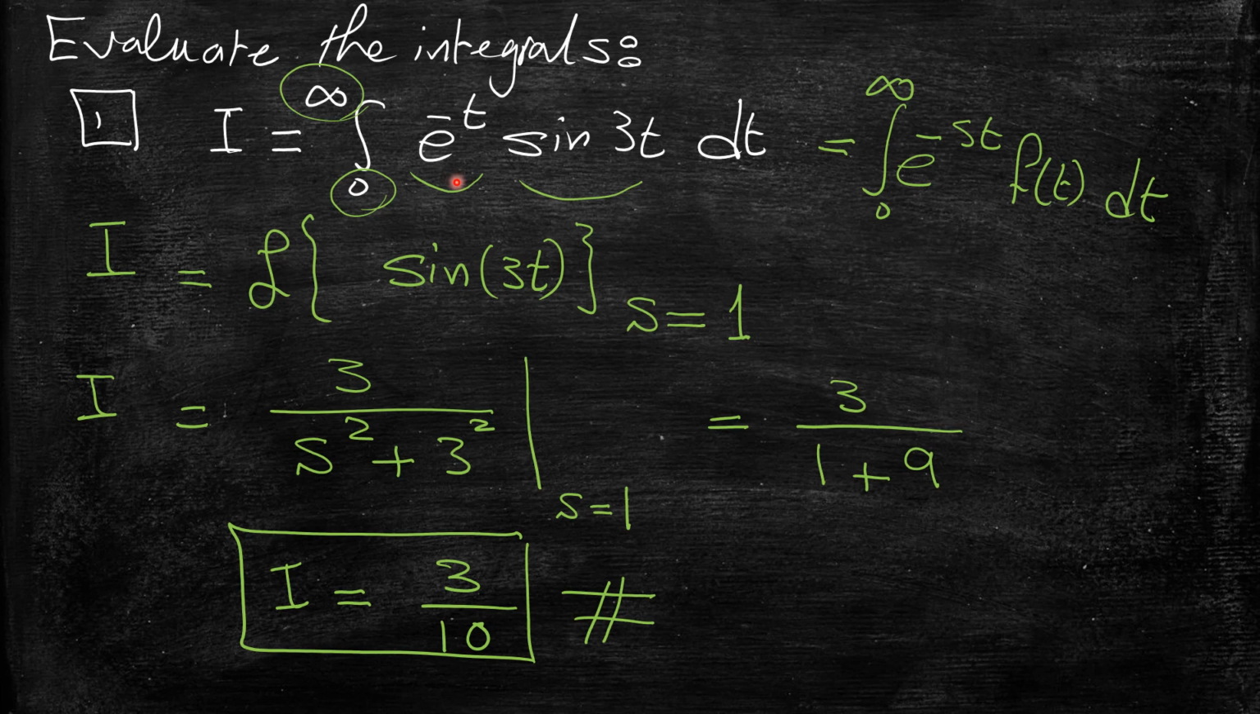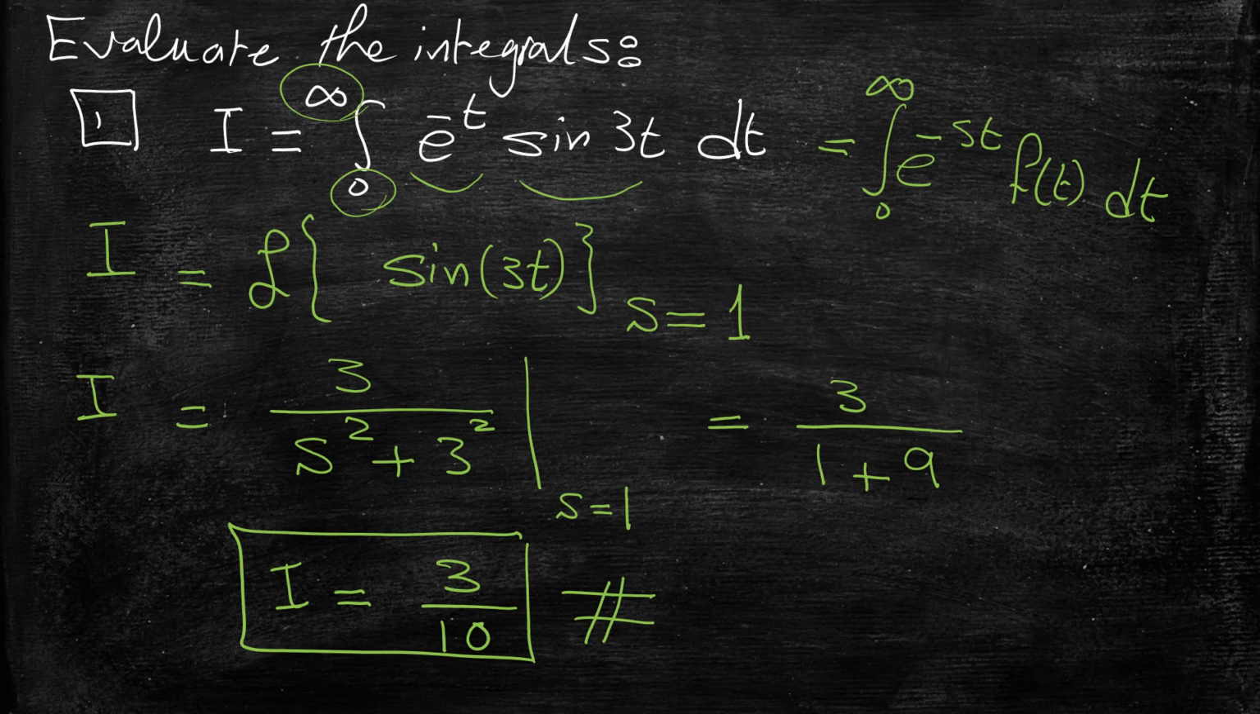So again, this is an exponential multiplied by sine, the integration from 0 to infinity. So the Laplace of this one will be the Laplace transform of this sine with substitution of s equal to 1, as we can see from this exponential. So this will be 3 over s squared plus 3 squared, which is 9. Substitute s equal to 1, and this will end up with 3 over 10.